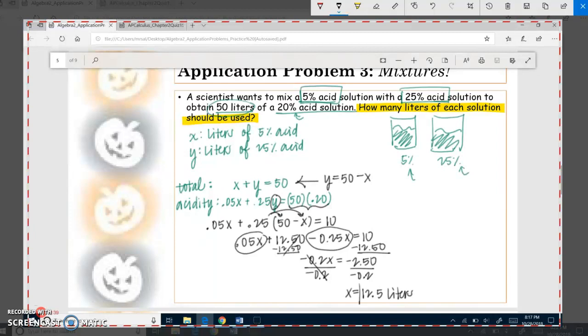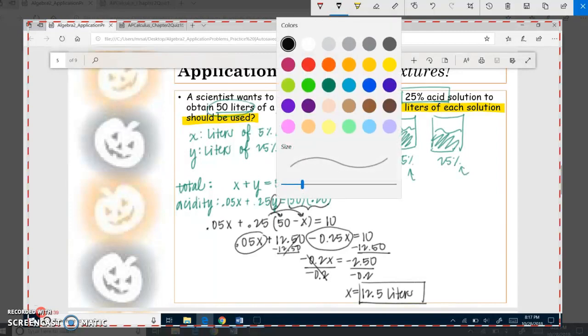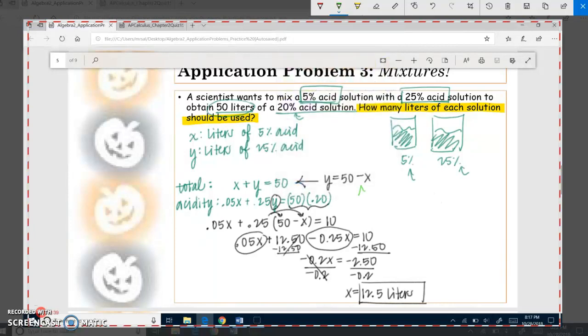So that means from the 5% solution, we're working with 12.5 liters there. So to find the remaining value, so the amount that comes from the other solution, all we have to do is plug into this equation here. y is equal to 50 minus 12.5. And when we plug that in, we'll end up with 37.5 liters, and that's going to be of the 25% acid solution.